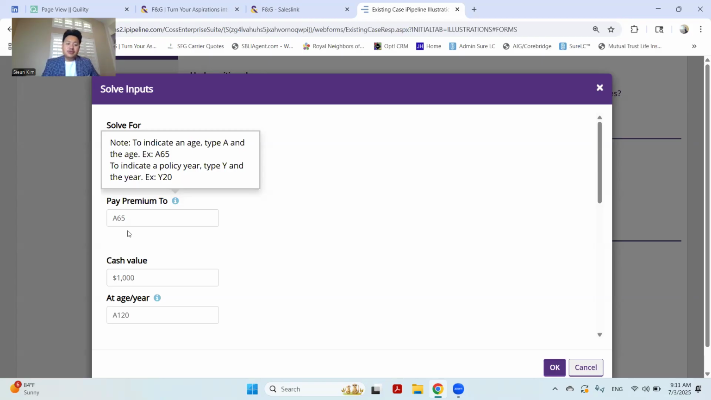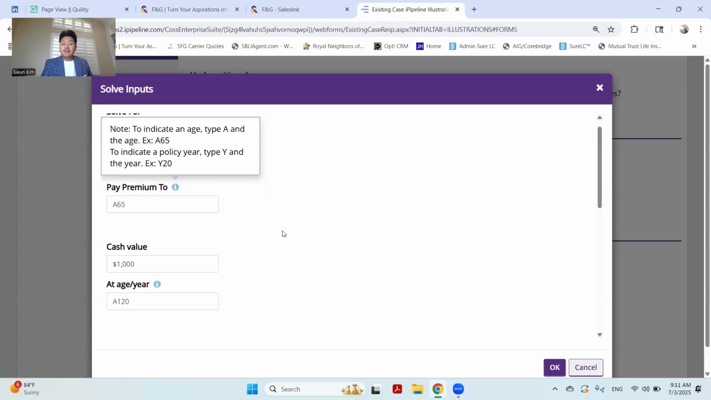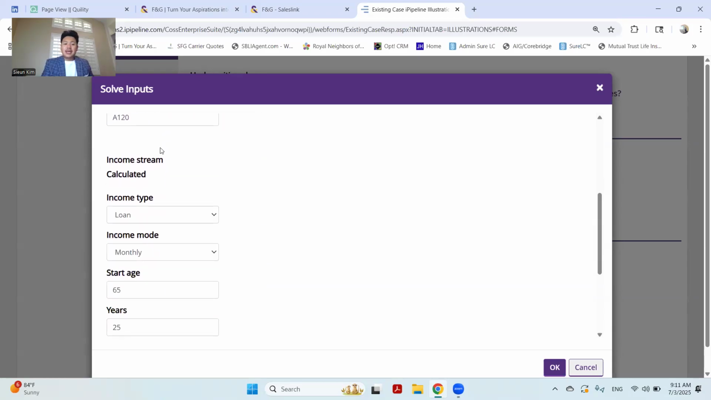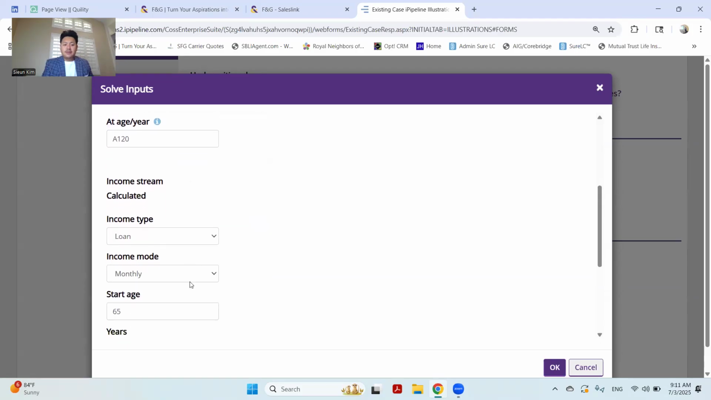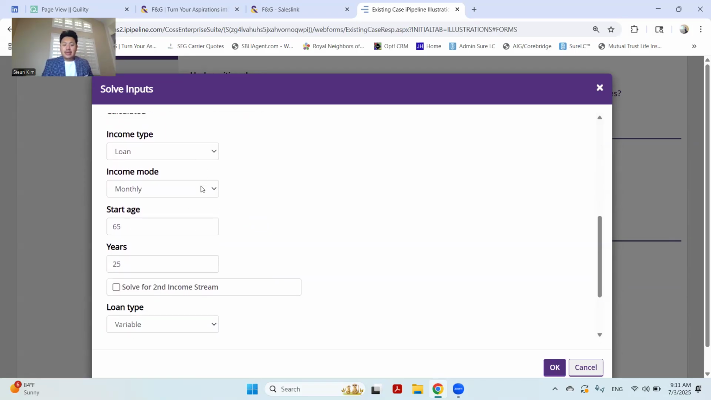So for the sake of this training, our current client that we're working on is a 40-year-old female right now, and premium is until age 65. So she'll be paying about 25 years of premium, but then stops. Income stream: you scroll down, you don't have to touch anything here like cash value at age. Income stream calculated. Income type is a loan, because if you take it out as a loan against your life insurance policy, then you don't get taxed on that money and you never have to pay that back.